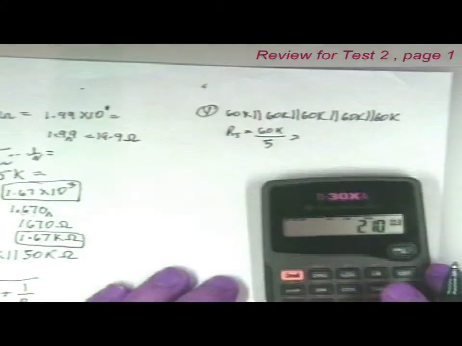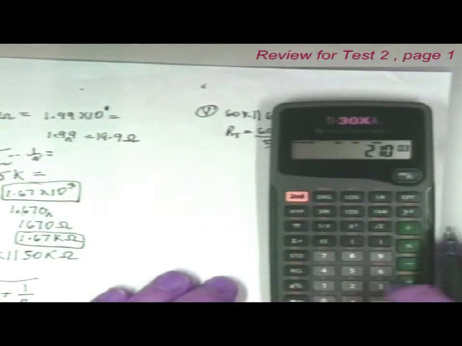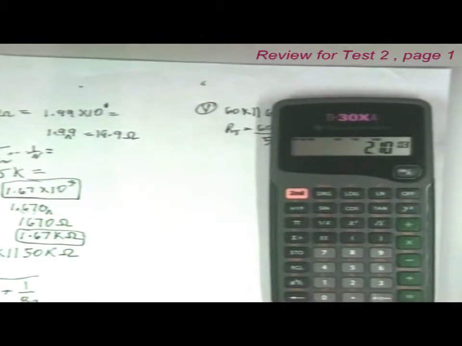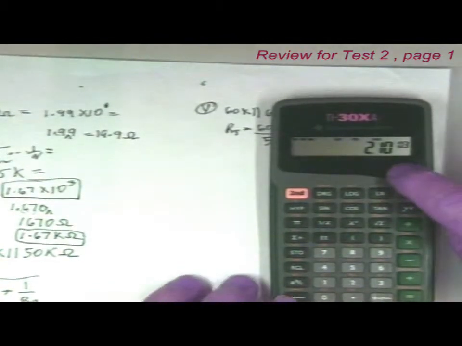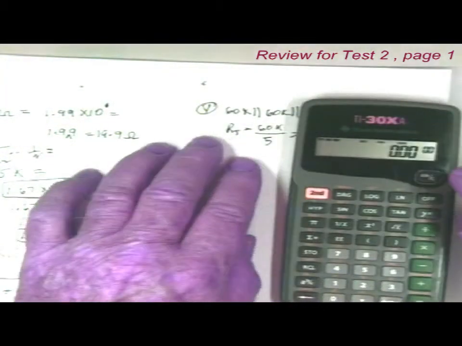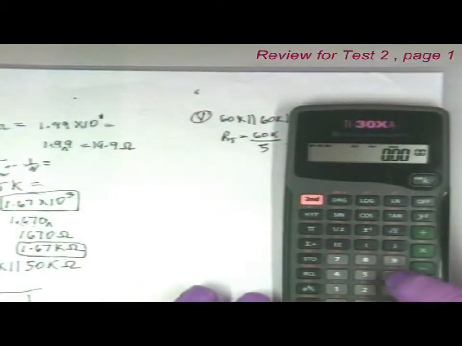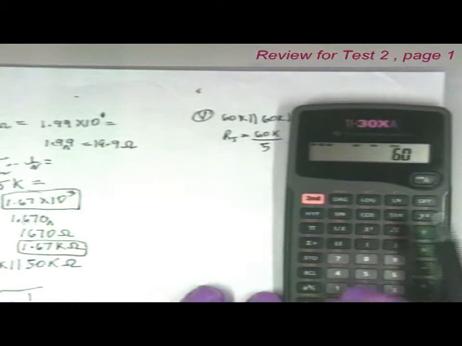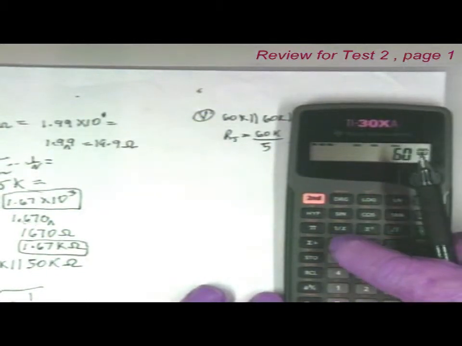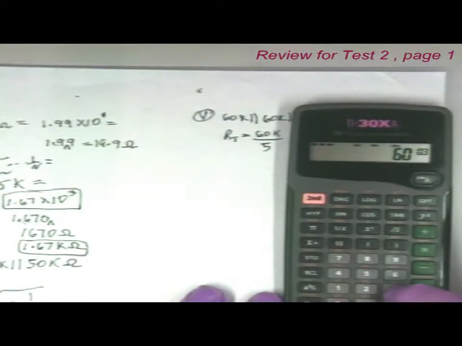Let's see, can you see it yet? Not quite, but it's close enough. Okay, I'm going to clear the last problem, and I have 60K divided by 5. 60, E3, divided by 5. I bet it's going to be 12. What do you think? 12K? But we want to work on the calculator.